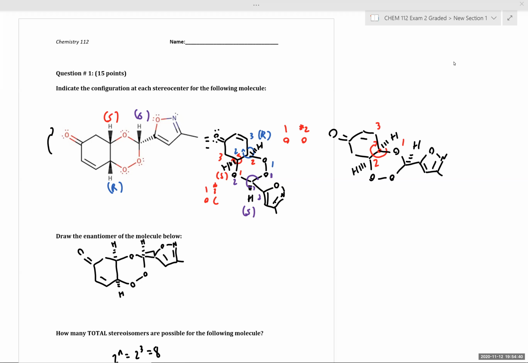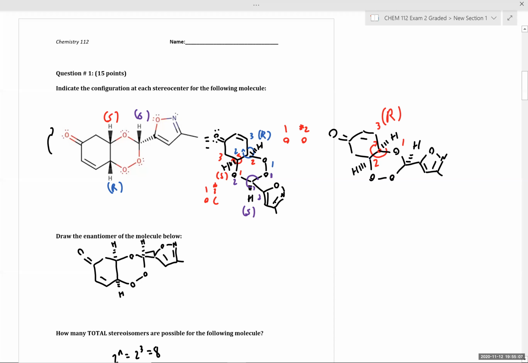So we've drawn our mirror image. We placed all of our hydrogens in the back. So we flipped this molecule. We placed all our hydrogens in the back. Now what we do is we assign priority. Oxygen is higher priority. The carbon with the oxygen attached is higher priority than a carbon with a carbon attached. Tracing a line from highest to lowest priority, we're moving clockwise, so that's an R stereocenter.